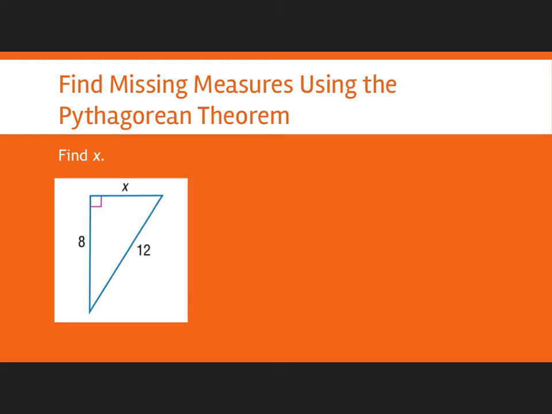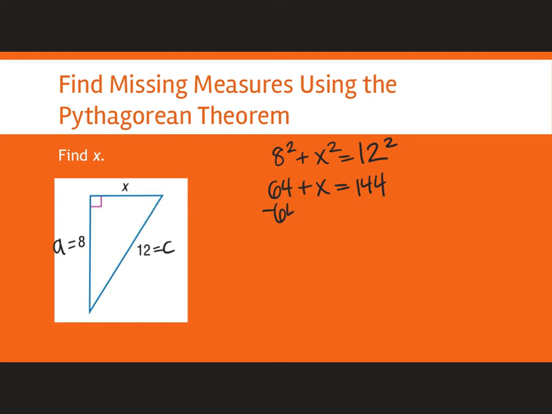So here's another one. Find the missing measure. This time, my x is one of the sides. So the only thing I know for sure is that 12 is C. 8 can be A or B. It doesn't matter. I'm going to call it A. So we have 8 squared plus x squared is equal to 12 squared. And so then 8 squared is 64 plus x squared is equal to 144.